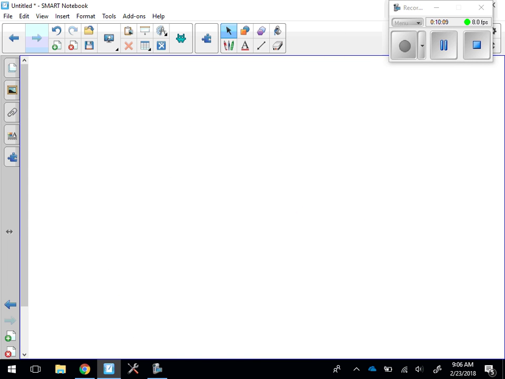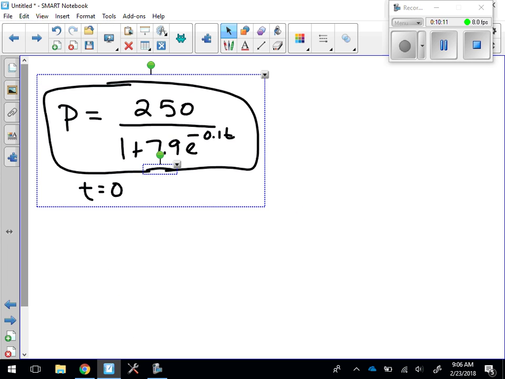So I'm just going to copy that formula over. I hate it when that happens. Oh, well, it just bothers me that the blue box is around it, but it'll go away eventually.